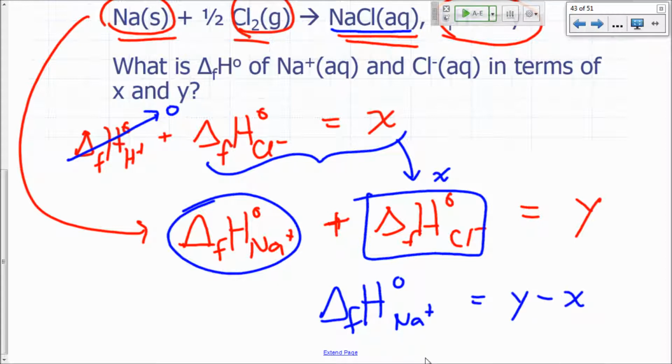This illustrates how you can construct a table of delta H formation for the ions. And the value of being able to construct this table, so you now have a table that has all the delta H formation for the ions, is that if you have a salt in aqueous solution, all you have to do is add up the delta H formation of the ions that you can look up.